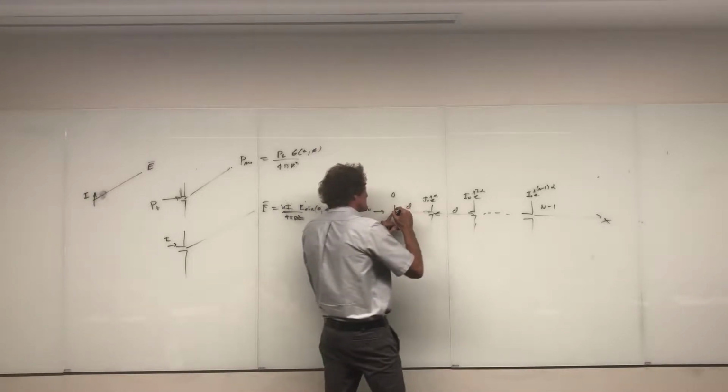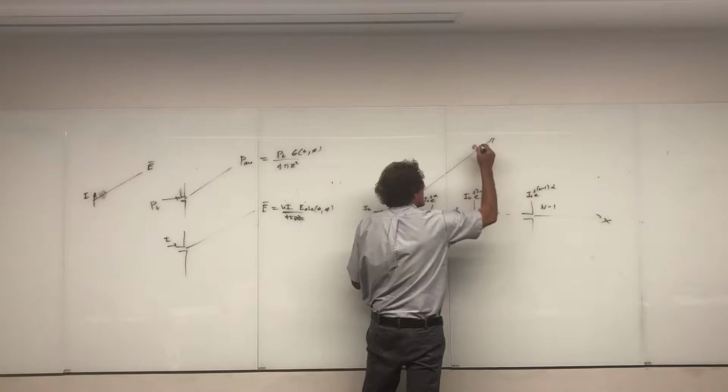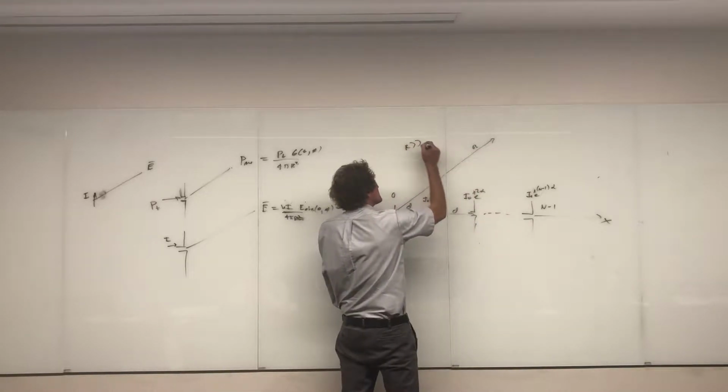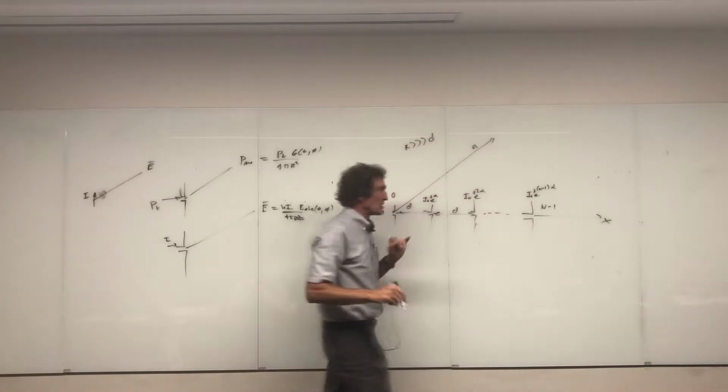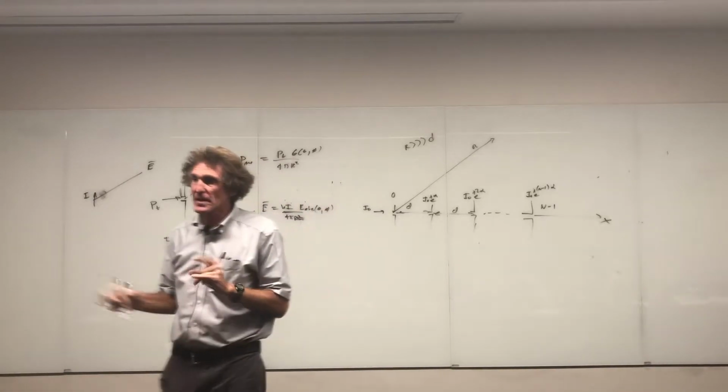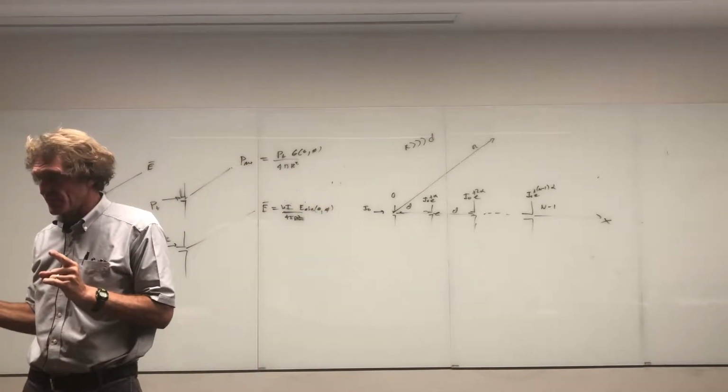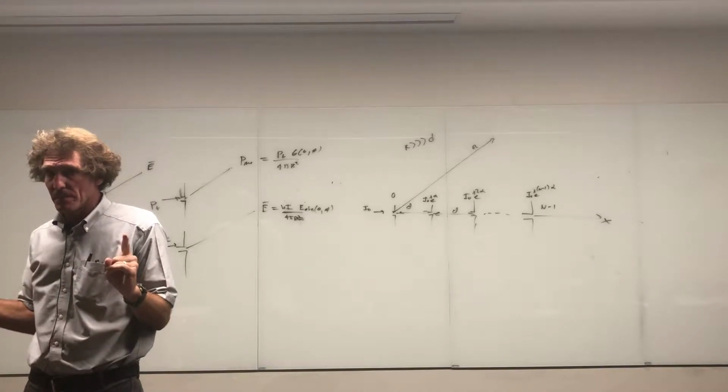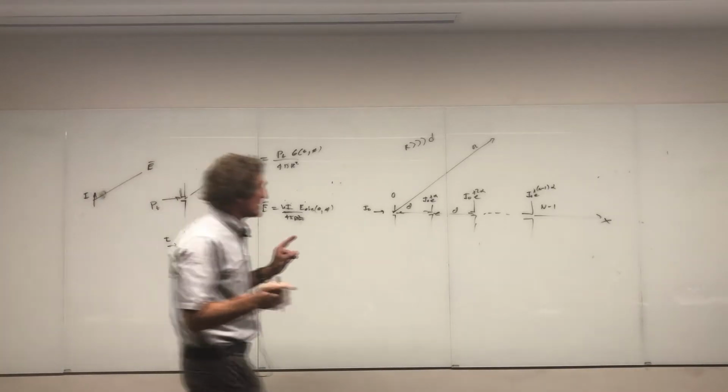If that's x, we're just going to say this is a vector r. And we're going to say r is much, much greater than d. So we get no problem with the actual length of the array affecting the E field. We're so far away from it, we don't care. Or a long way away.